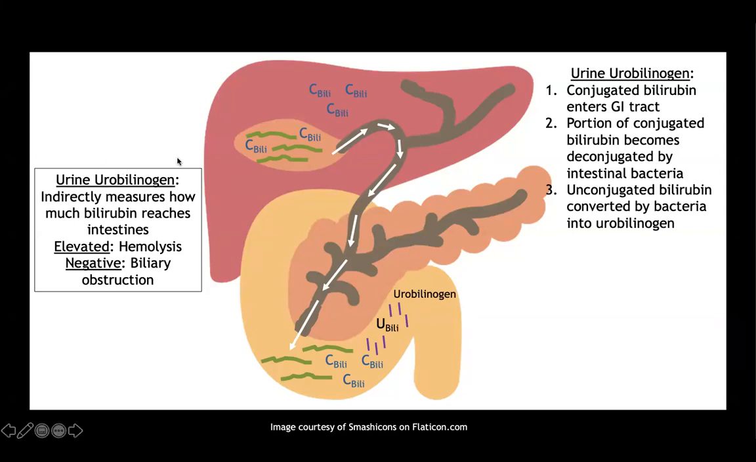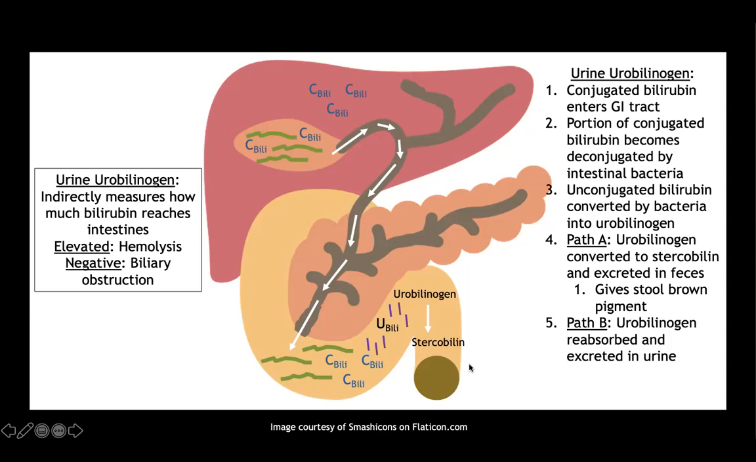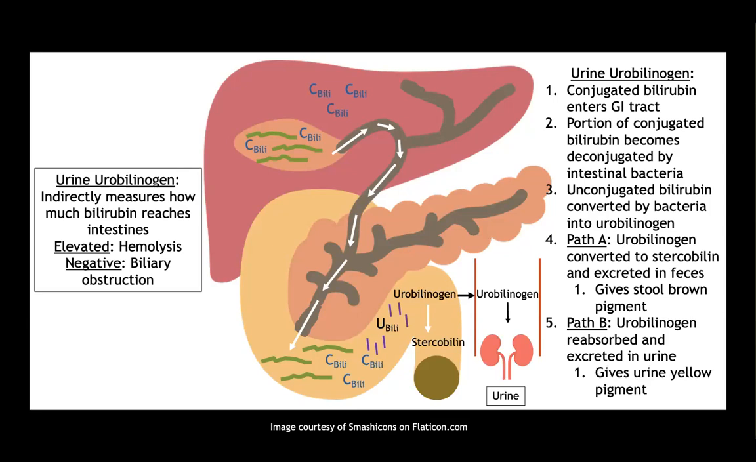Remember, we're testing the urine though, so something else has to happen here, right? So urobilinogen has two pathways. The first pathway is that urobilinogen can be converted into a compound called stercobilin, and this is excreted in the feces. And actually, this is what gives stool its brown pigment. The second pathway that can happen is that urobilinogen can actually be reabsorbed into our body, and then this can be excreted in the urine. And this is what gives our urine our yellow pigment.